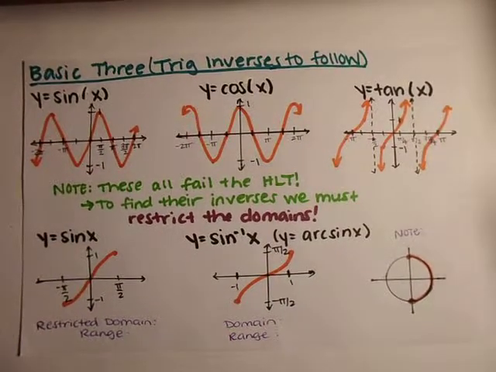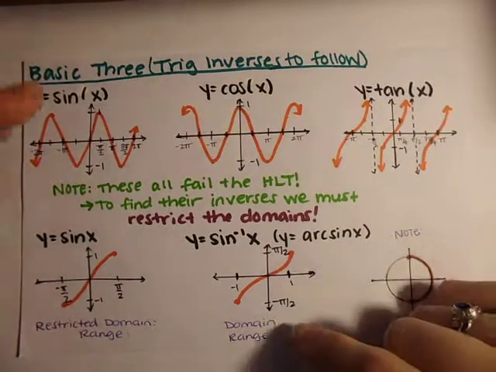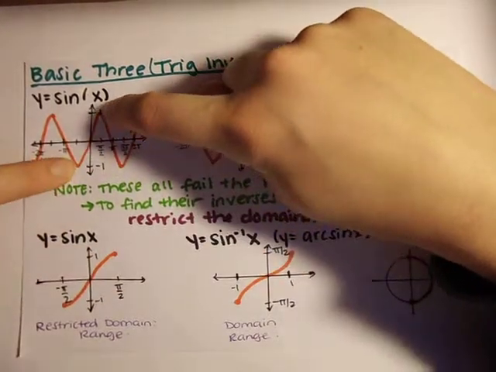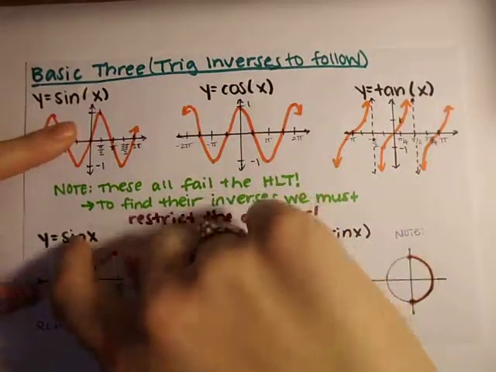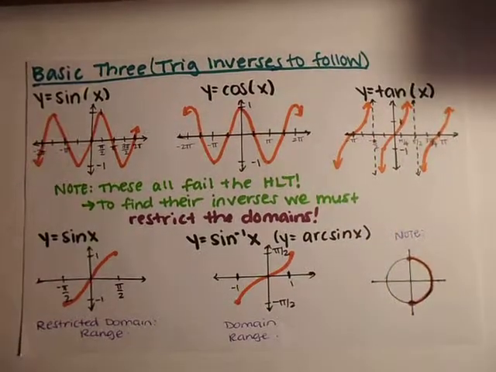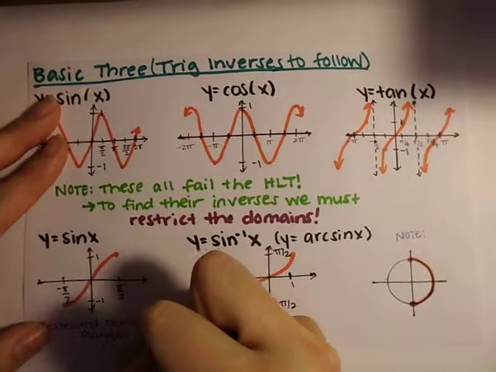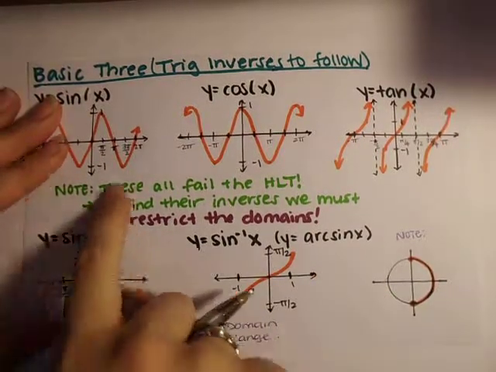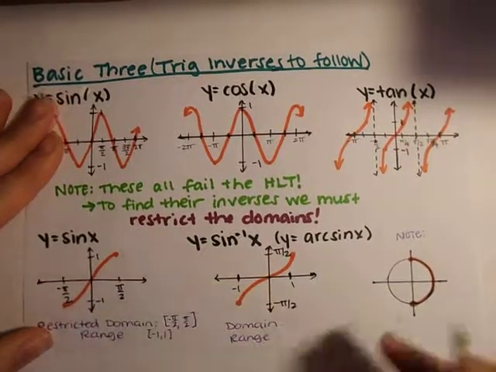So in order to find their inverses, we're going to have to restrict their domains. To restrict their domains, we want the full range of the function. So for sine of x, to get from its lowest point to its highest point in a single interval, we're going to look from here to here. So we can restrict our sine function from negative pi over 2 to pi over 2. This now passes the horizontal and vertical line tests. You can see its restricted domain is from negative pi over 2 to pi over 2, and we want to include these endpoints so that we can get to the values of negative 1 and 1. This makes our range negative 1 to 1.